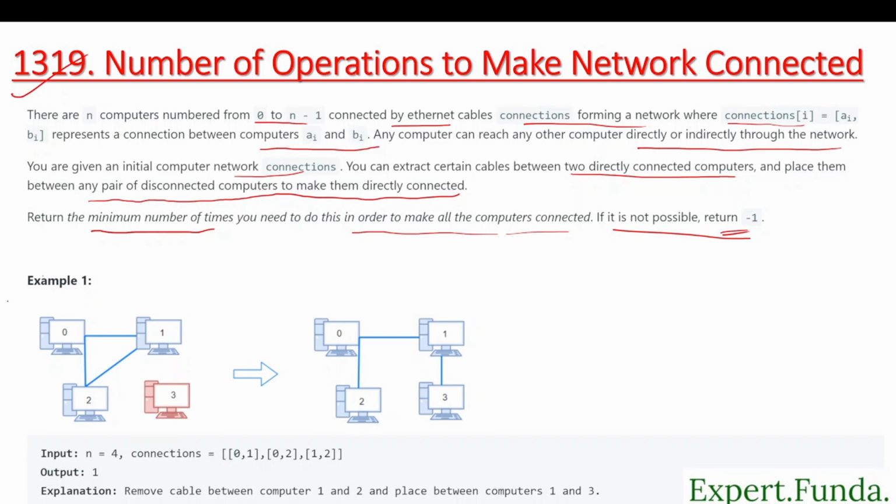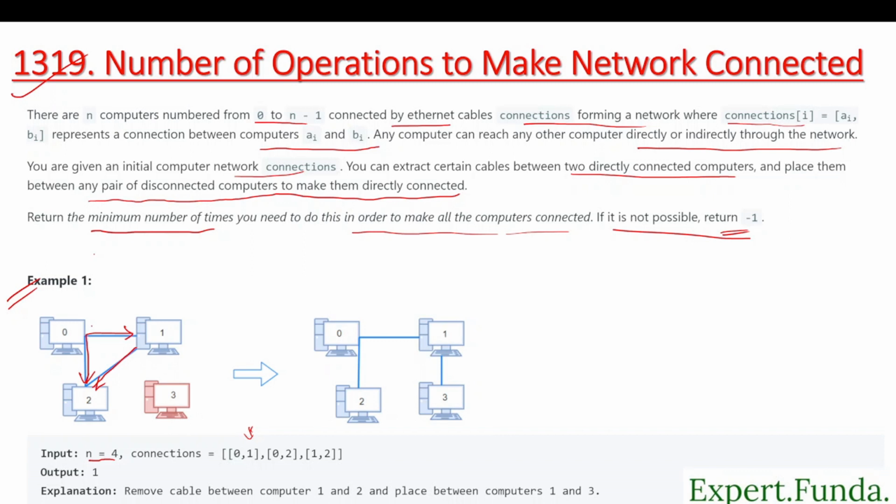So let's understand example 1, in which we are given n equal to 4, the number of computers, and we are given the connections like this. The connections say 0 is connected with 1, and 0 is connected with 2 also. And then 1 is connected with 2. So each one is connected, only 3 is not connected, right?